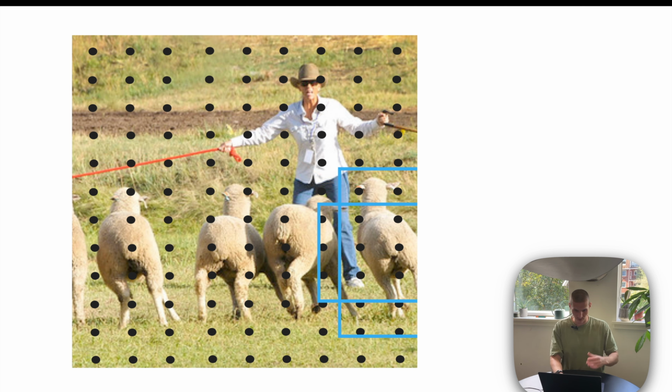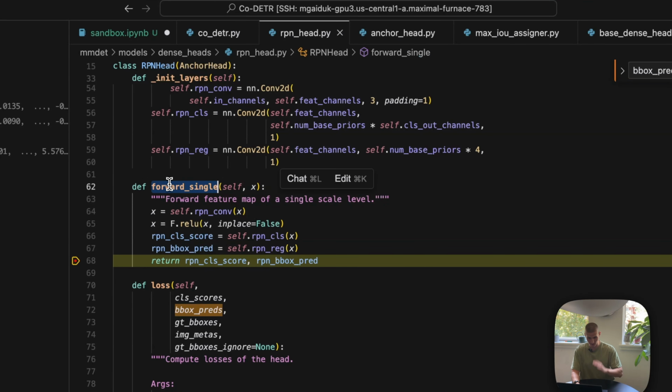Another way it is useful is that it allows us to say that this one pixel might actually have 9 different predictions, 9 different objects of maybe slightly different shapes. And this is quite useful in cases where you have, I don't know, a bunch of objects crammed together in a narrow space, for example. That allows you to have one single pixel predicting up to 9 objects. And so this is the forward single method. So we've computed these scores and bounding box predictions, and we return that.